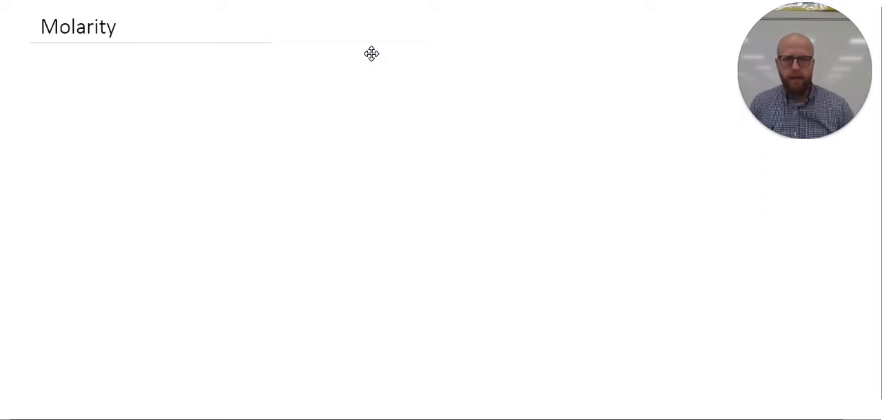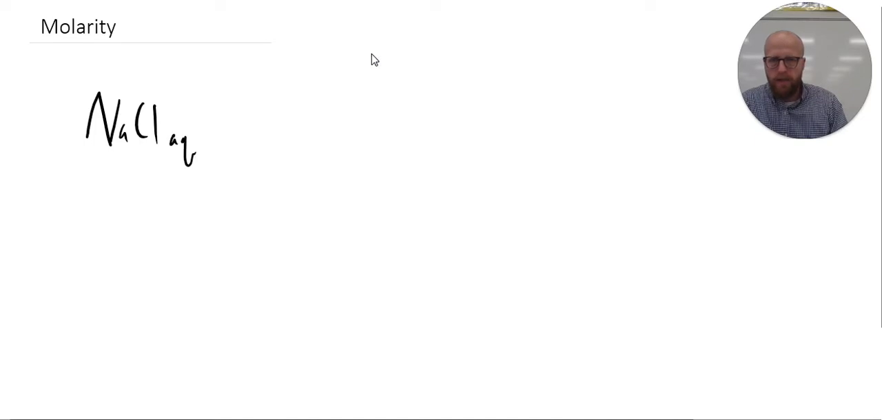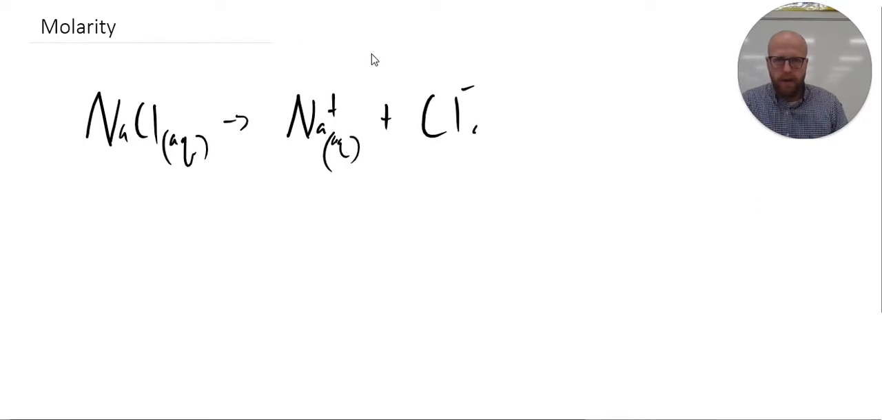Okay, today we're going to look at the topic of molarity. So we've been dealing with solubility and this idea, if I have something like sodium chloride and I put it in water, it becomes aqueous. And what that tells me is that my sodium ions and my chloride ions split apart and are now floating around in solution.